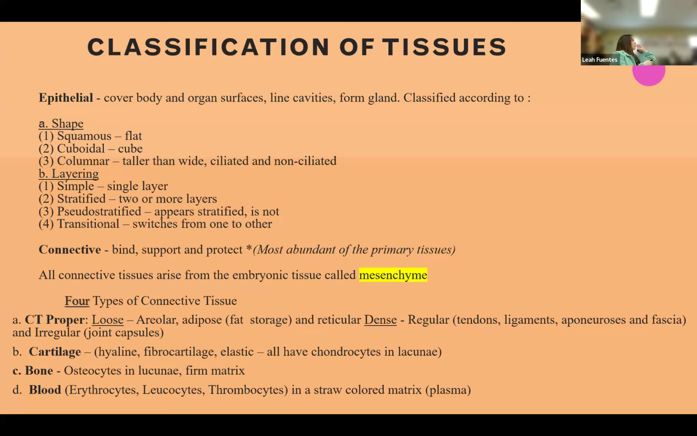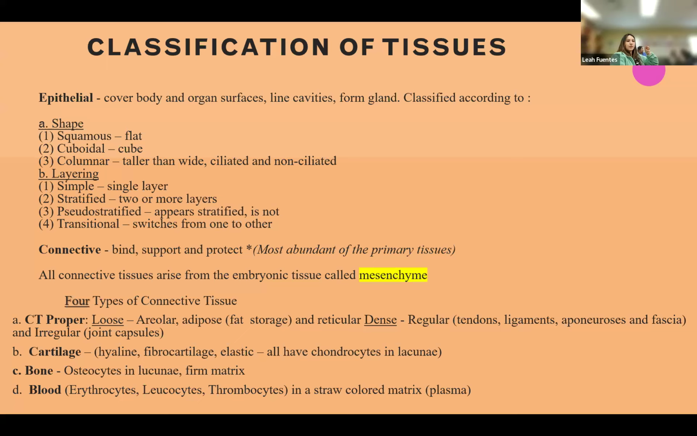Okay, so then we move on to the harder ones. We have epithelial. Epithelial covers the body and organ surfaces and it lines cavities. It's classified according to 2 conditions, shape and layers. For shape, we have squamous, cuboidal, and columnar. Squamous, squashed, these are flat.